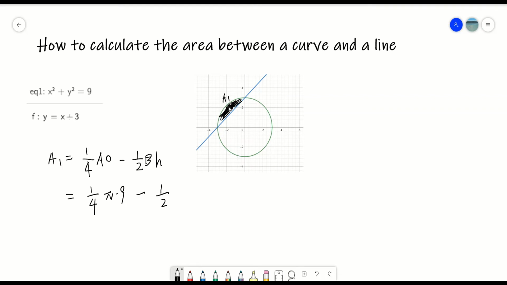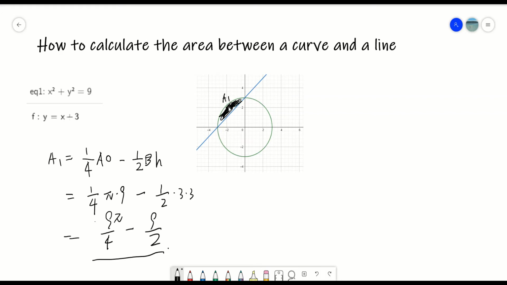Base is 3, right? We will not say it's negative or positive because we talk about area. So base 3, height also 3, right? So this will be 9/4 pi minus 9/2. So this is already the final result.